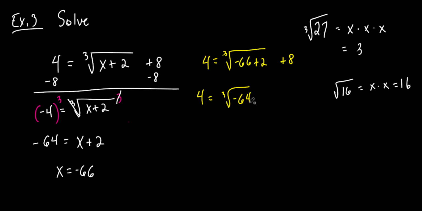Well, we can't take the square root, but you can take a cube root, all right? Because what times what is negative 64? Just did it right here, didn't we? It's negative 4. So watch, 4, oh, don't forget that plus 8. So this is what? 4 equals negative 4 plus 8. Negative 4 plus 8 is 4. Yep, 4 equals 4. That works.